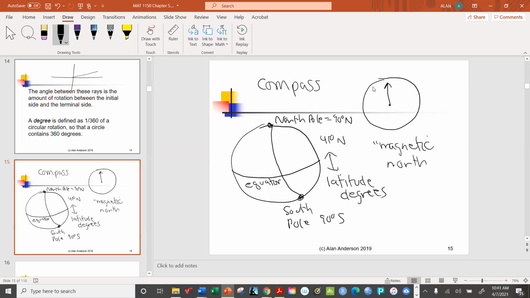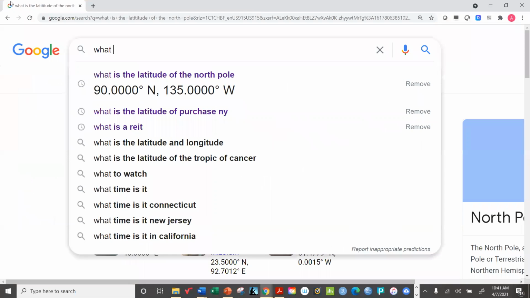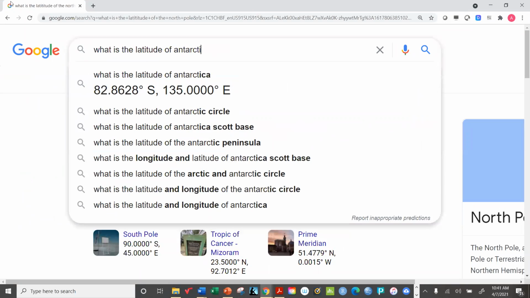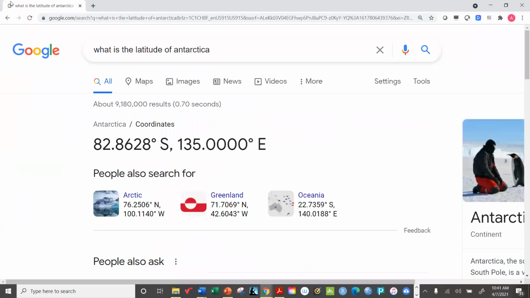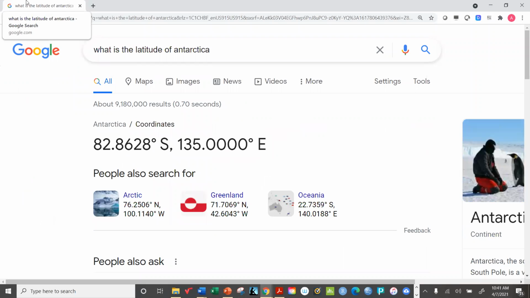Okay. So if you ask for, let's say, the latitude of Antarctica, it's almost all the way down, roughly 82.86 degrees south. It's almost exactly on the South Pole. Okay, so that's latitude. Now, by the way, if you look at this very carefully, the numbers actually go past 82. Let's go back for a second.